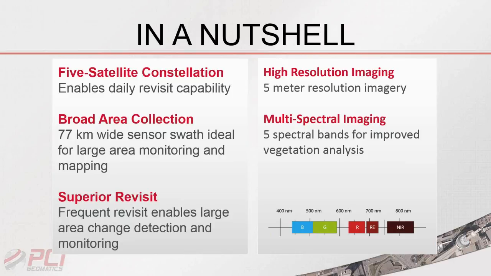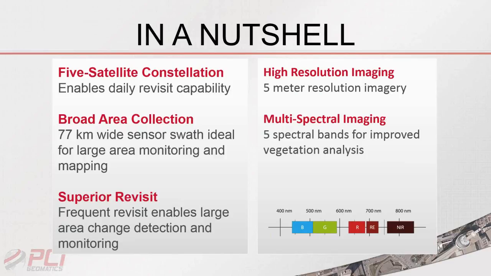So I'll do a quick overview of the RapidEye constellation owned and operated by Blackbridge, and then I'll talk about the agricultural program. For those of you who are unfamiliar with the RapidEye system, it's a constellation of 5 identical satellites. Those 5 satellites enable daily revisit to any target on the surface of the Earth, 84 degrees north to 84 degrees south. We have broad area collection.